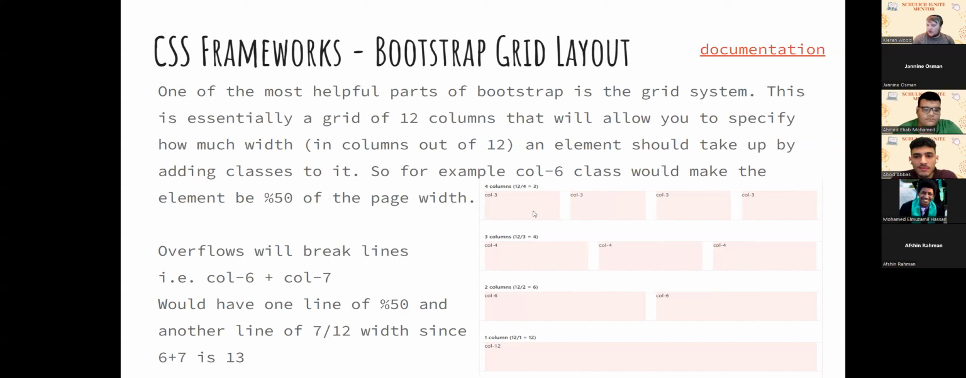And yeah, one of the most common ones that you see typically is you'll have something like column-4, column-4, column-4, which is 3 elements. And then that'll be a common one, or 6 and 6, which will make 50% of each, and so forth.